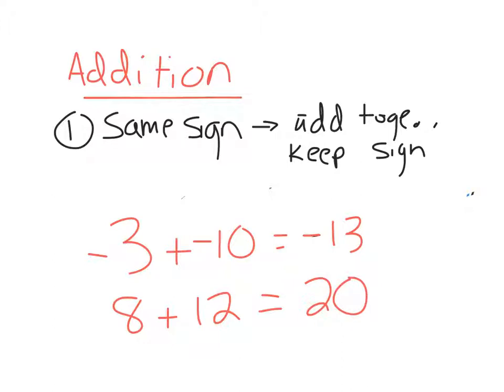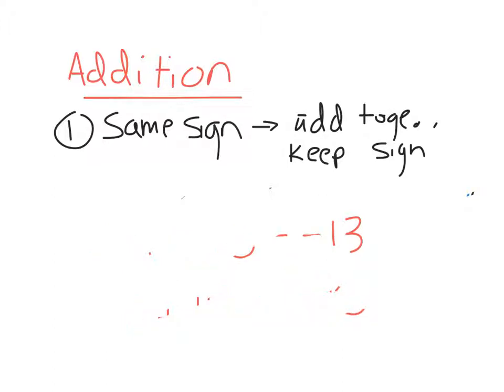We're just adding them together and keeping the sign. So that kind of takes us back to basic math. So we know that when we're adding two integers, that's how we always have added. Now, what's going to be a little bit different is when we're adding two integers of the opposite sign.